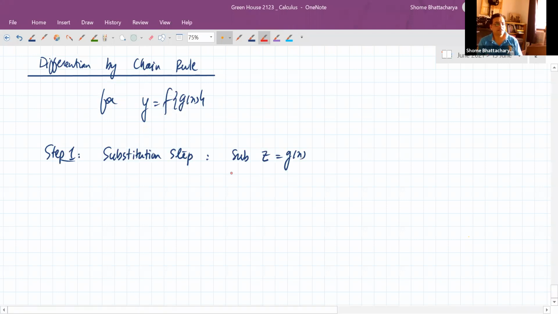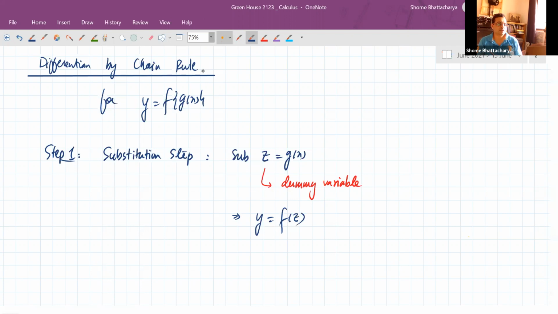This variable that we have substituted, you can even think of like a dummy variable, because this is an extra variable that we have substituted to solve the question. So the moment we substitute z as g of x, then what happens to y? It becomes f of z. Let's understand this first step and each of the steps with an example side by side.